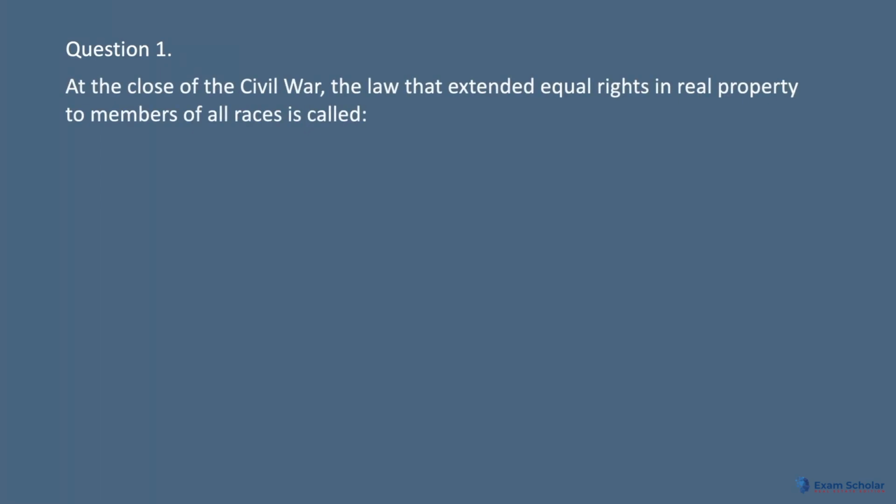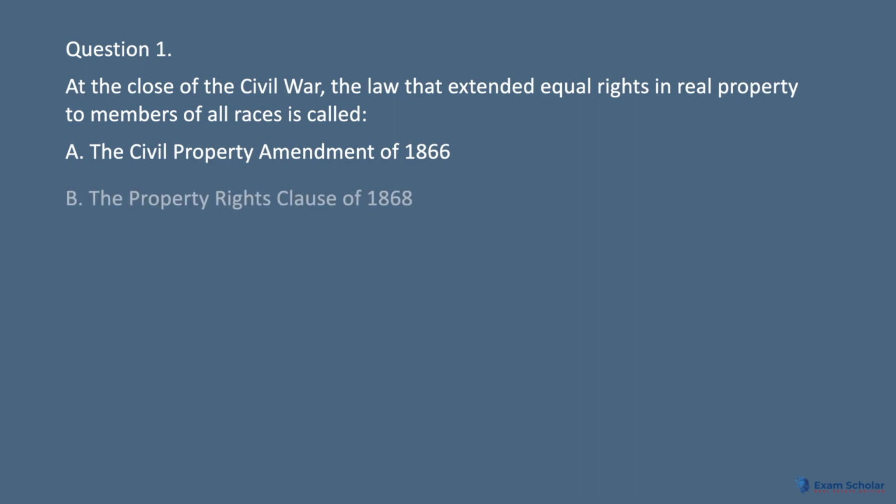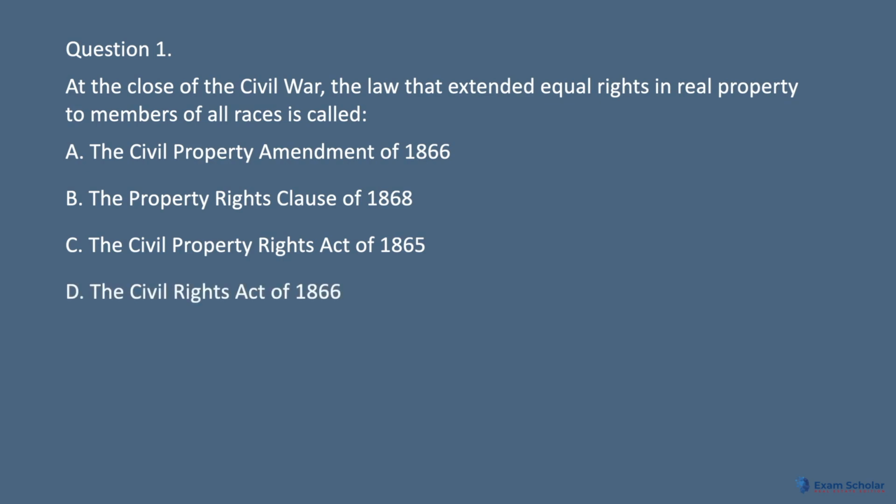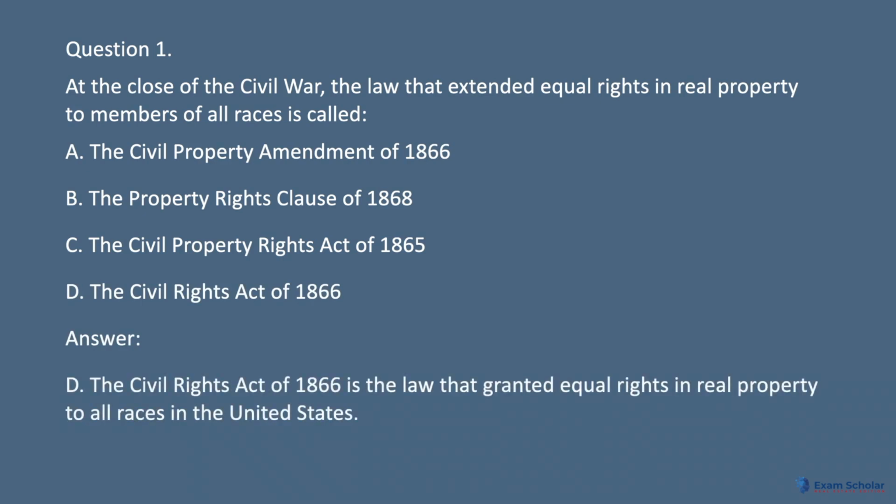Question 1. At the close of the Civil War, a law that extended equal rights in real property to members of all races is called: A. The Civil Property Amendment of 1866. B. The Property Rights Clause of 1868. C. The Civil Property Rights Act of 1865. D. The Civil Rights Act of 1866. Answer: D. The Civil Rights Act of 1866 is the law that granted equal rights in real property to all races in the United States.